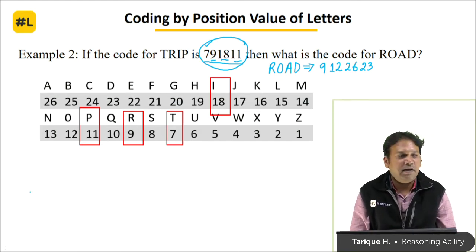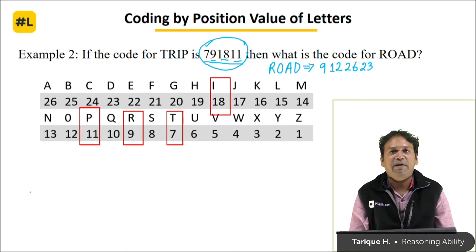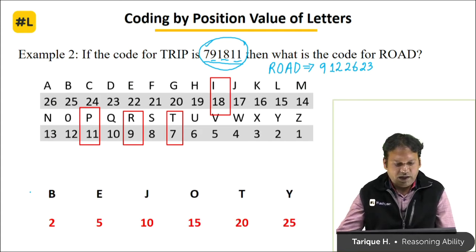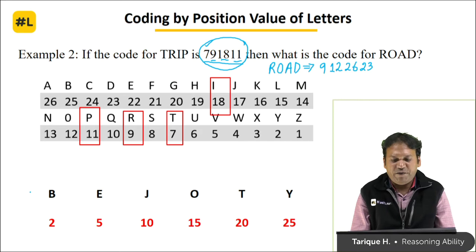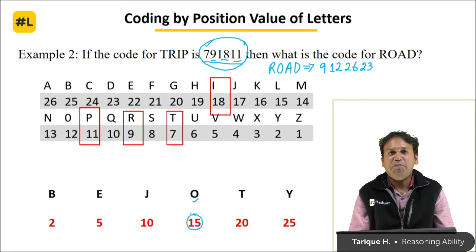Just like we have learnt earlier, the positional value of the in-between letters using the word EJOTY, where B is 2, E is 5, J is 10, O is 15, T is 20 and Y is 25. Now we know these positional values 2, 5, 10, 15, 20 and 25. Now if I want to find out the positional value of any of these letters from the end, so if O is 15 from the beginning, then what is the positional value of O from the end?